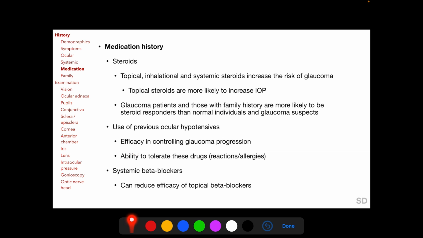We have to inquire about use of previous ocular hypotensives as regards their efficacy in controlling glaucoma progression and regarding the patient's ability to tolerate these drugs, because many of these drugs can have reactions and allergies which make it difficult for the patient to adhere to the treatment regimen.